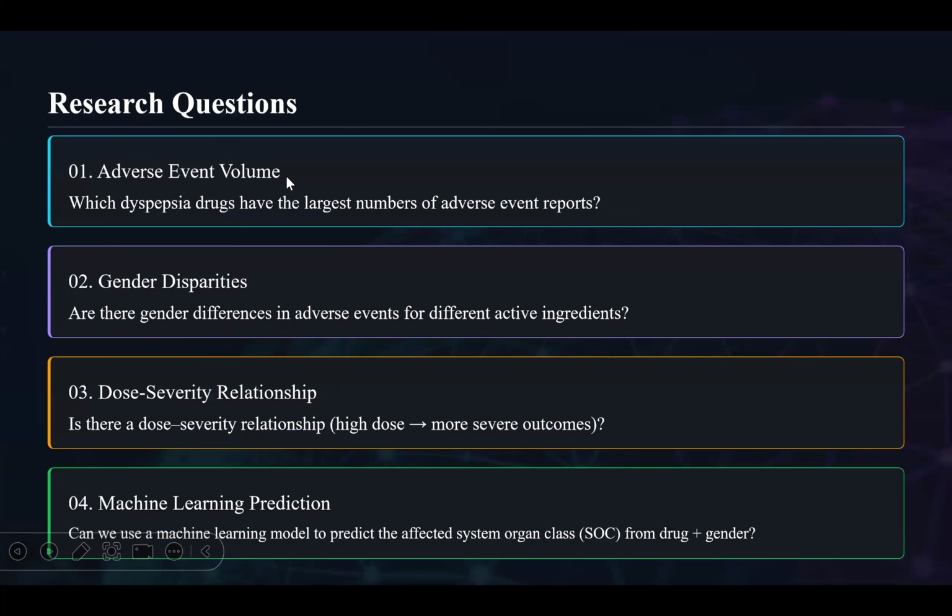Our project is guided by four main research questions. The first one is which dyspepsia drugs have the largest numbers of adverse event reports? The second is, are there gender differences in adverse events for different active ingredients? The third is, is there a dose severity relationship? And fourth is, can we use a machine learning model to predict the affected system organ class from drug plus gender? Okay, I will hand it over to Dongjian.